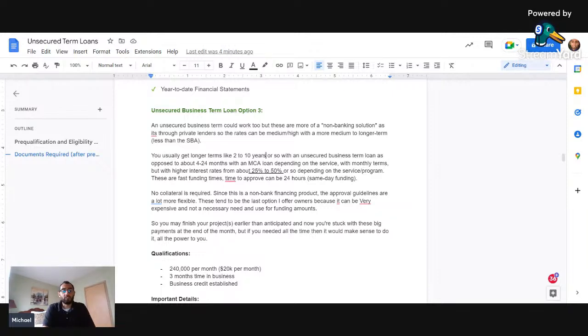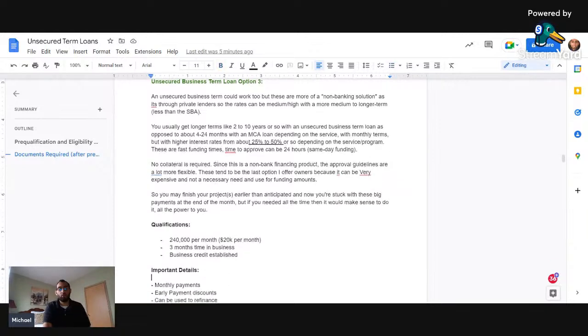You usually get longer terms like 2 to 10 years or so with an unsecured business term loan as opposed to 4 to 24 months with perhaps an MCA loan, depending on your service. Sometimes they go to 4 to 36 months with monthly terms, but with higher interest rates, about 25 to 50% with this lender. And like I said, this does not have to be a reality. There's the other one between 6 to 25% or so, depending on the service program. These are fast funding times, time to approve between 24 hours, same day funding, no collateral required. I'll just kind of go through this rather quickly.